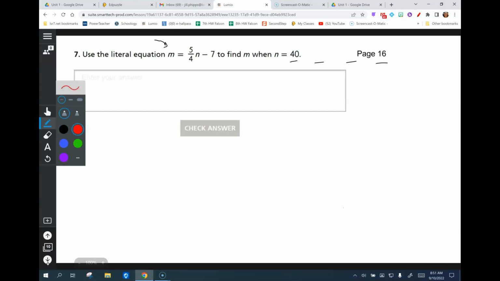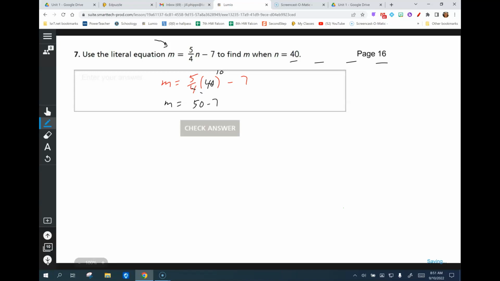But all we have to do is take our equation and plug in 40 for n. So I'm just going to plug in what's n equal to 40. Now you're just going to simplify this expression. So I get m is equal to, cancel, divide by 4, so divide by 4 and I get a 10. So 50 minus 7 is equal to 43.